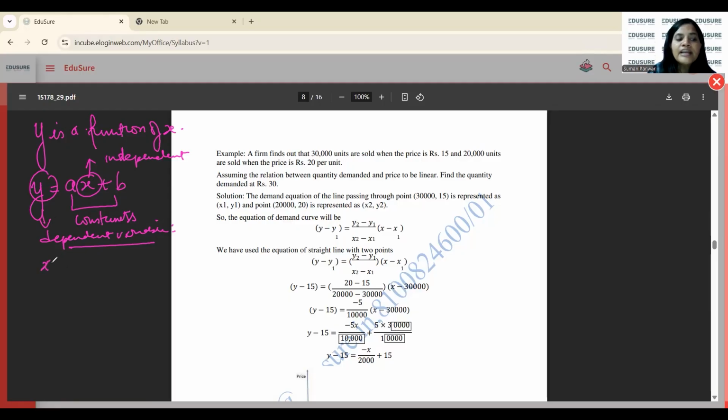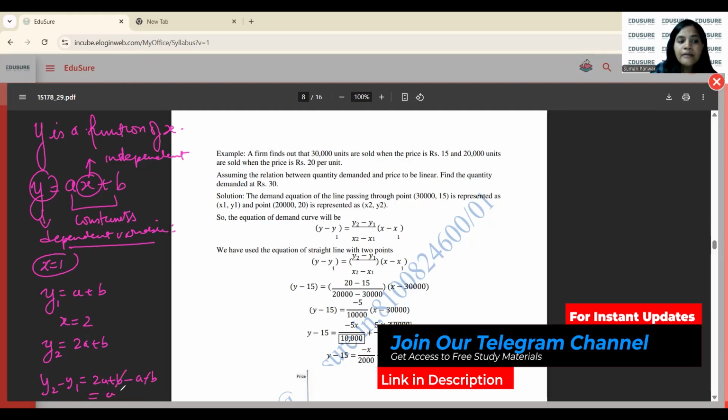So for example, let us take x to be 1, the initial reference point, then y will be equal to a + b. Then change x by 1 unit. That means let x be 2 now. Then your y will be 2a + b. So if you notice the difference in y, this is y1 and this is y2, the difference in y will be (2a + b) - (a + b). So that will be a.